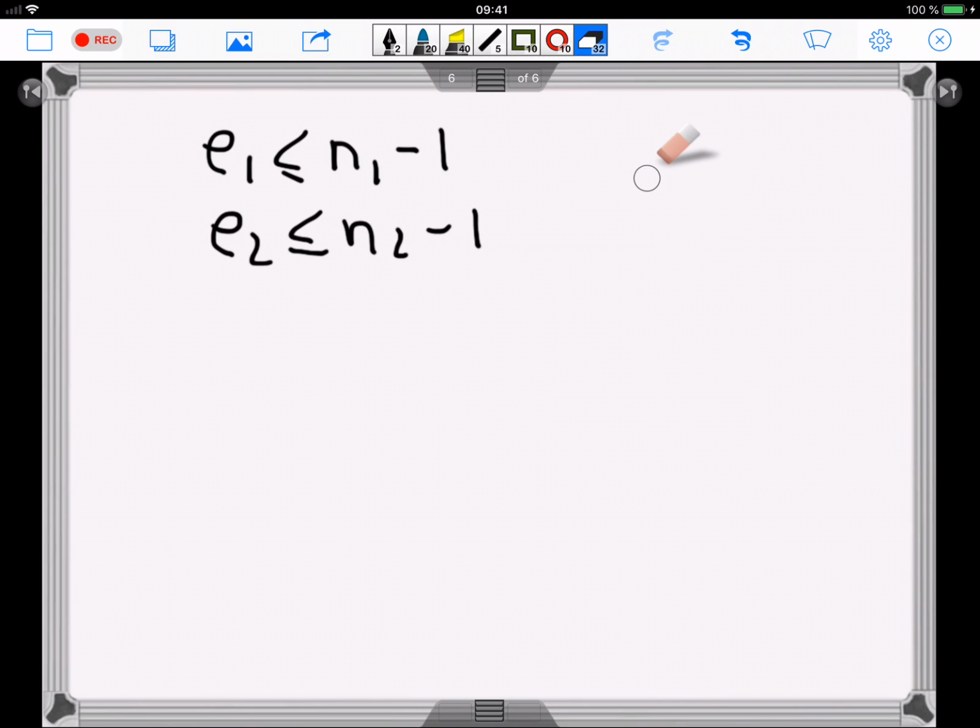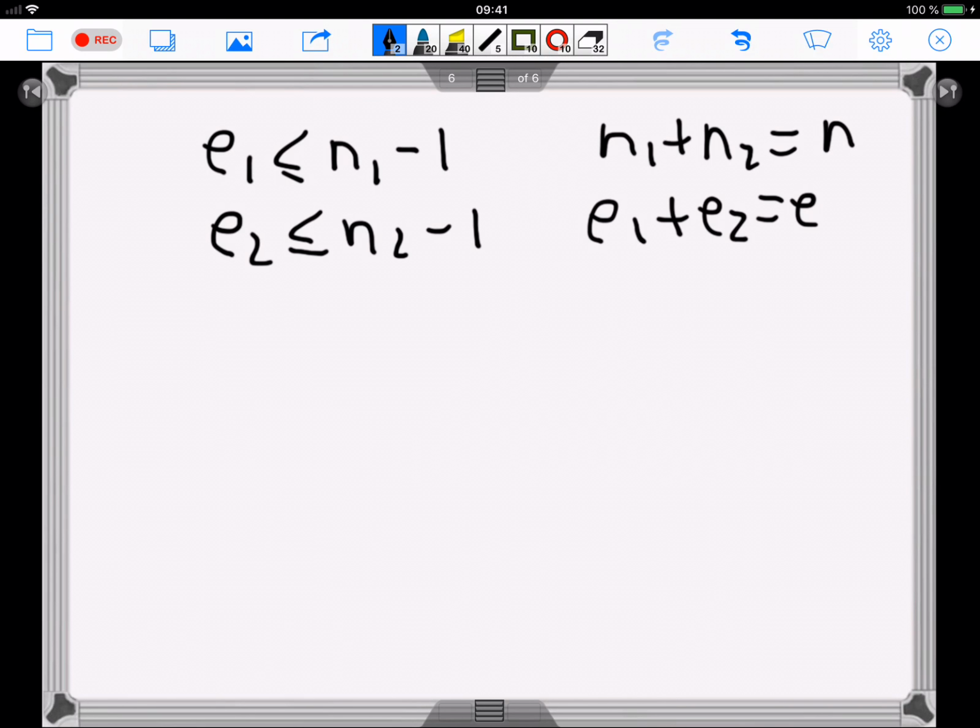We know this, and we also know that n1 plus n2 is equal to n, because we have not removed any vertex. Okay, so all the vertices are in either G1 or in G2. And we also know that E1 plus E2 is equal to E minus 1, because I have removed exactly one edge.